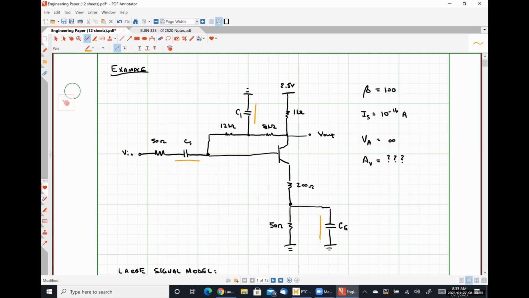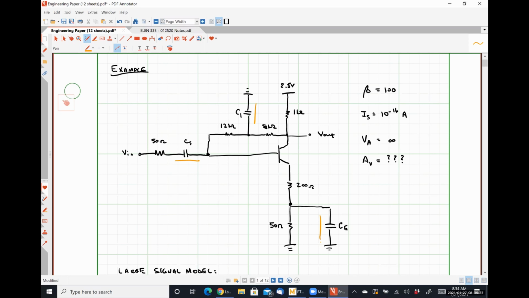What happens to the 12 kilo ohm resistor when we short out C1? It's not in series with the 50, but it's not in series with anything else either. So one leg will be connected to the base, the other leg will be connected to ground, right? What's going on with the 8 kilo ohm resistor? One leg will be connected to the collector and the other leg will be connected to ground. So it is directly in parallel with that 1 kilo ohm resistor.